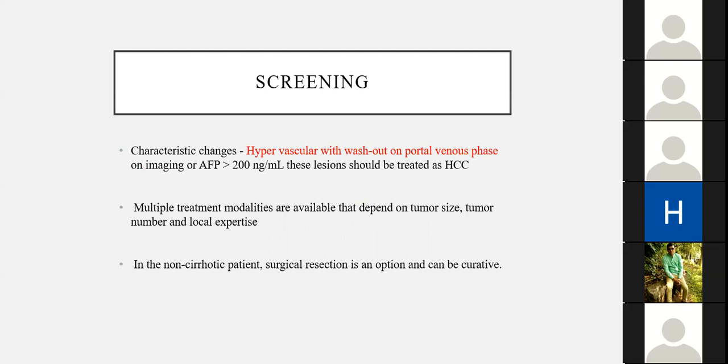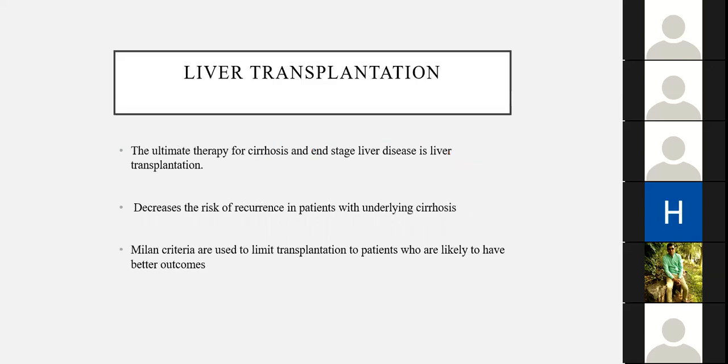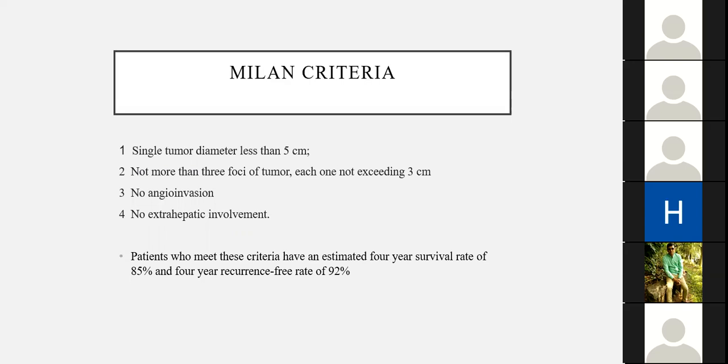Multiple treatment modalities are available that depend on the tumor size, tumor number and local expertise. In a non-cirrhotic patient, surgical resection is an option and can be curative. The ultimate therapy of cirrhosis and end-stage liver disease is liver transplantation. It decreases the risk of recurrence in patients with underlying cirrhosis. The Milan criteria is used to limit transplantation to patients who are likely to have better outcomes. It includes a single tumor less than 5 centimeters in diameter, or not more than 3 tumors, each not exceeding 3 centimeters, with no angioinvasion and no extrahepatic involvement. Patients who meet these criteria have an estimated 4-year survival rate of 85% and 4-year recurrence-free rate of 92%.